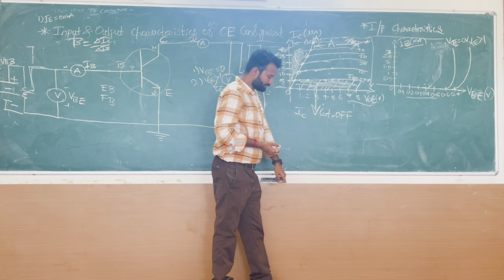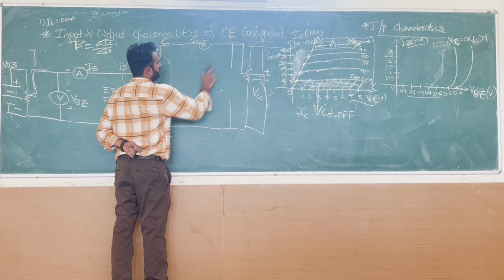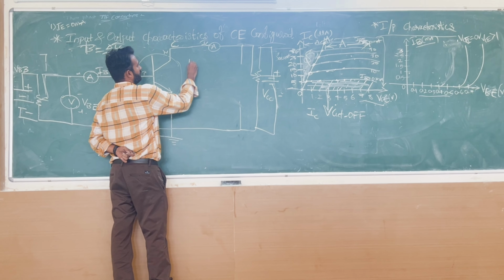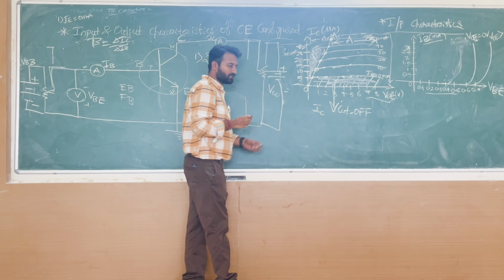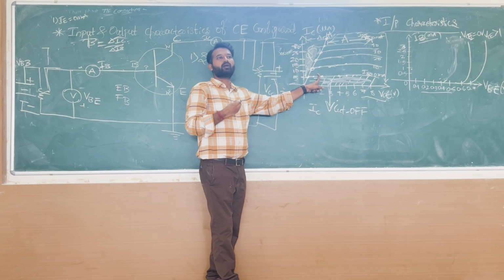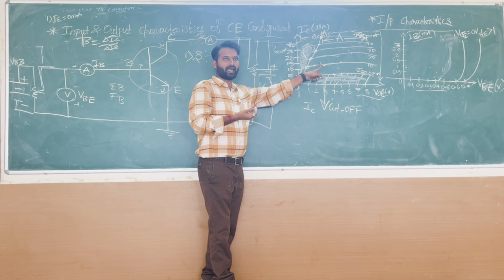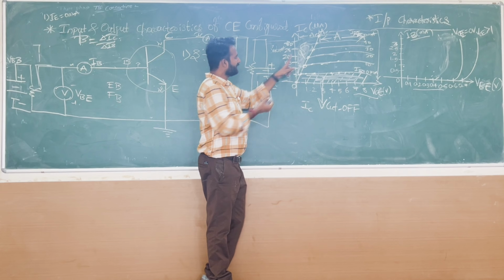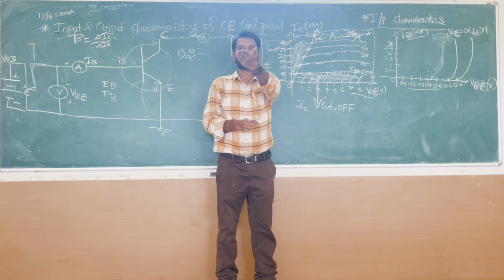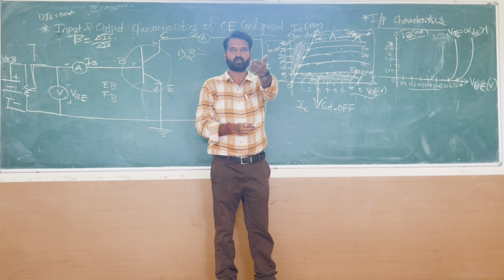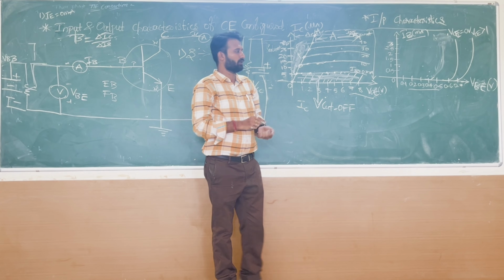Let me explain what saturation is. You need to focus properly and I will give a hint also. By using this graph only, I will define the saturation, active and cutoff regions. Region means space. Those are the benches, that is the student space. This is the dais. You can say region, you can say space.